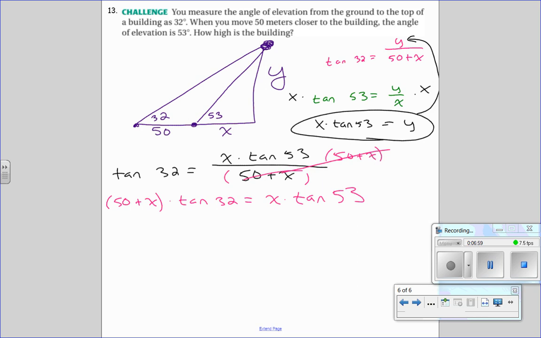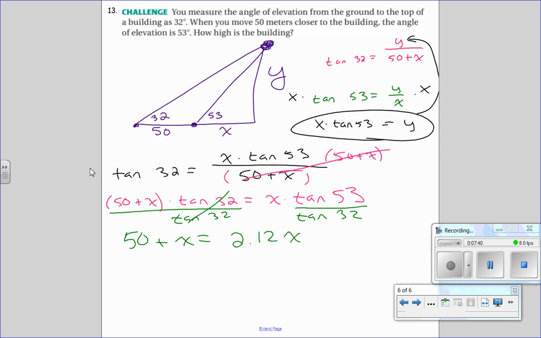This looks complicated to solve, but it's actually not. I heard some kids in 8th period talking about distributing this tan 32. You don't have to distribute. You can just divide the tan 32 over to the right-hand side. It actually works out very easy, much easier than you might be imagining. What I did at that point is I grabbed my calculator. I went to figure out the decimal equivalent of tan 53 over tan 32. Tan 53, close the parenthesis, over tan 32. It's 2.12. So on this side, I have 2.12x.